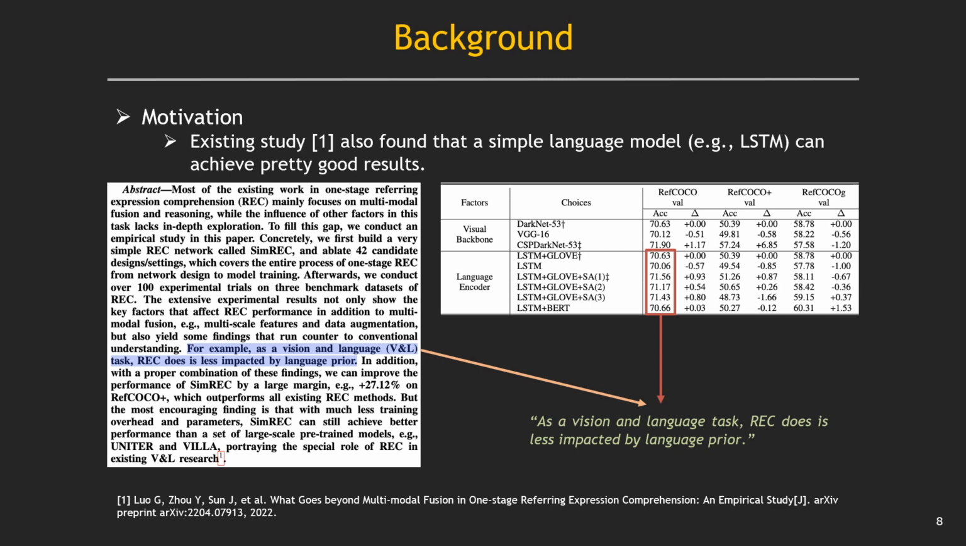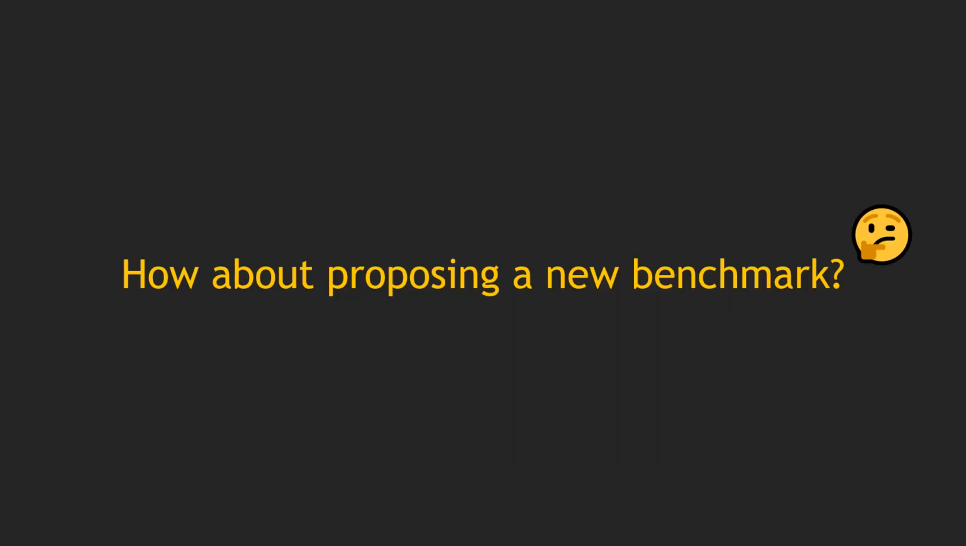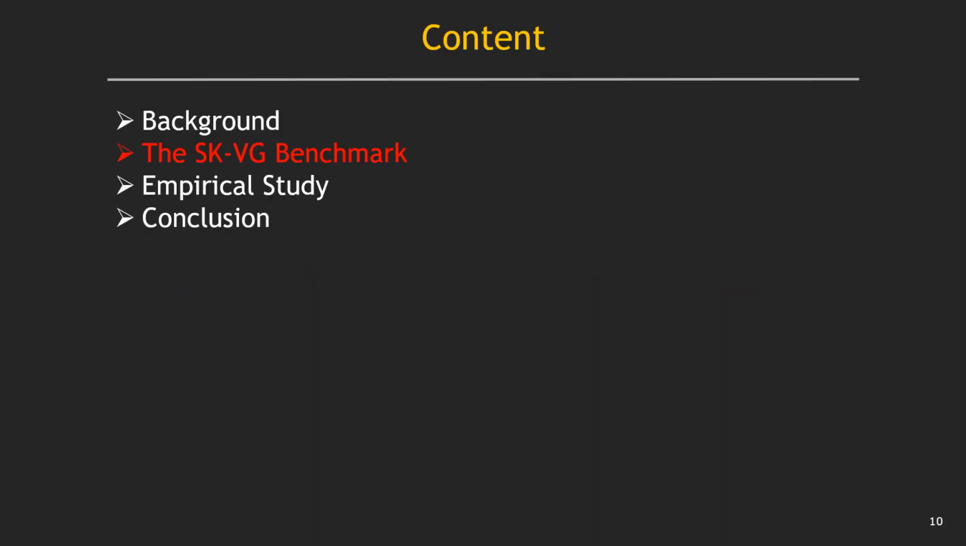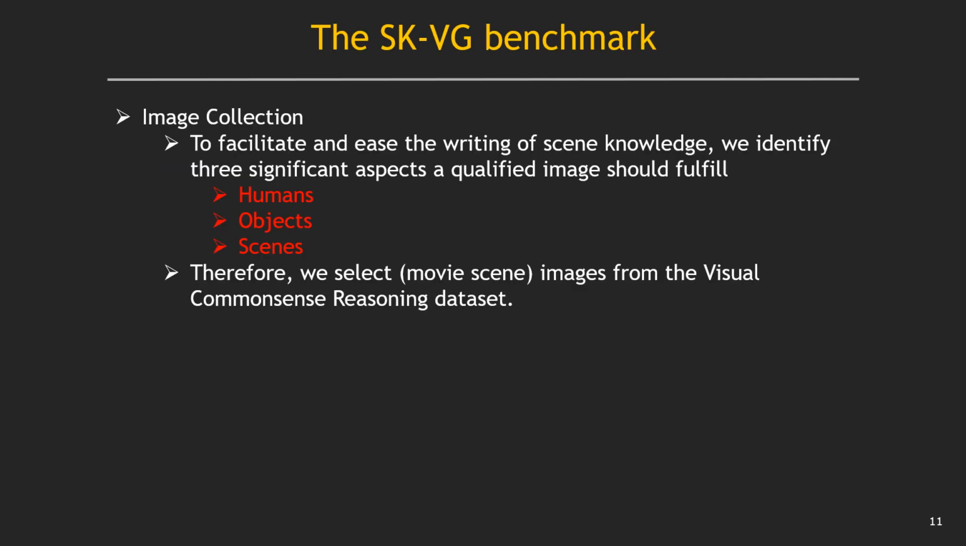This can be observed from the table. So how about proposing a new benchmark to allow the model to perform complicated reasoning? Next, we will introduce the SKVG benchmark. To construct the benchmark, the first thing is to collect images. To facilitate and ease the writing of a text story, we identify three significant aspects a qualified image should fulfill.